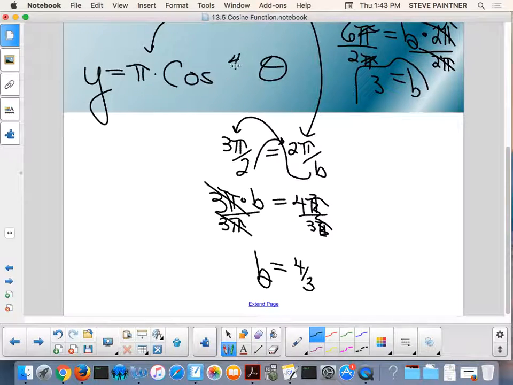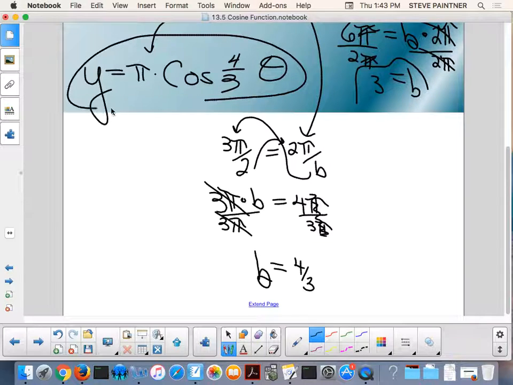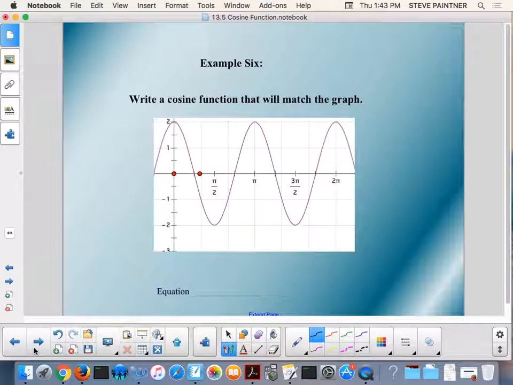Guess what? B was 4/3. Okay, you okay with that? You know why some of you are getting the next one wrong? Because you're having a hard time picking out the period. It's the period that's throwing you off. So what's the period? You gotta look.